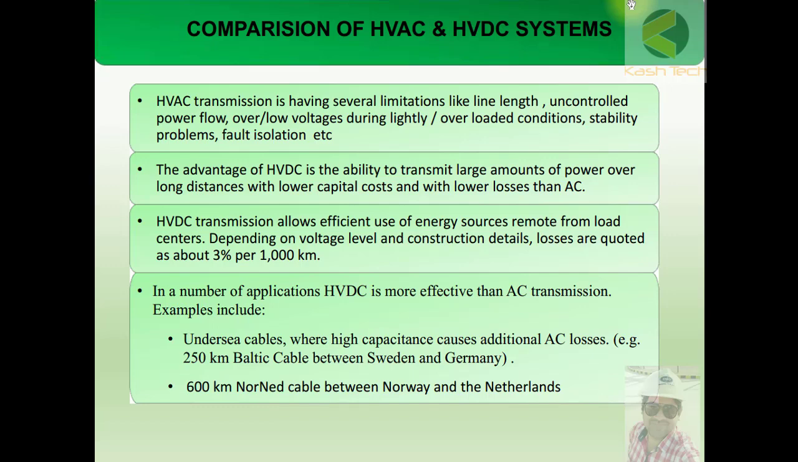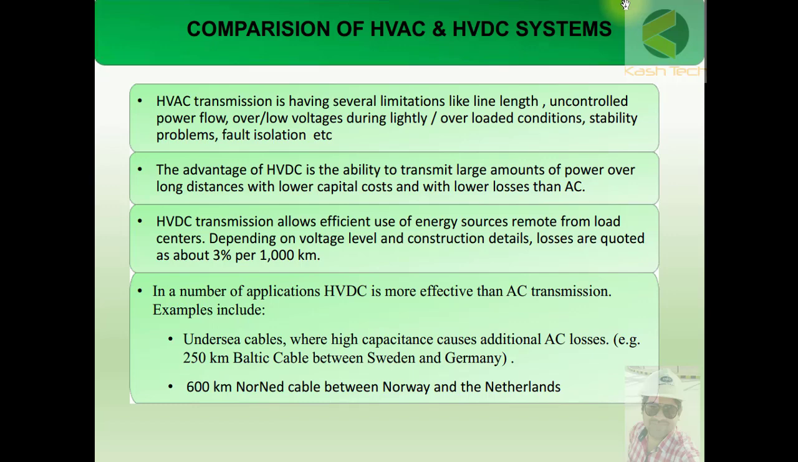HVAC transmission has several limitations like line length, uncontrolled power flow, over voltages during lightly loaded conditions, stability problems, fault isolation, etc. So these are the demerits of HVAC. The advantage of HVDC is the ability to transmit large amounts of power over long distances with lower capital cost and with lower losses than AC. So there are some limitations for AC, and this is the advantage of HVDC that we are reading. We will discuss this in detail in later slides.